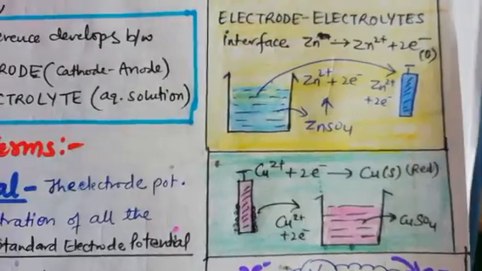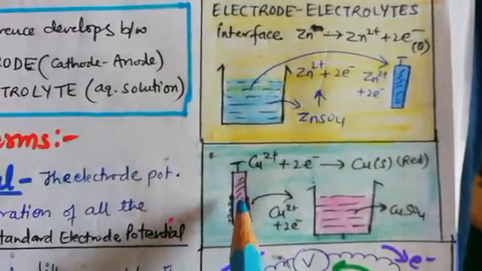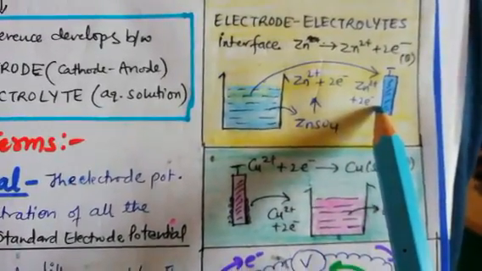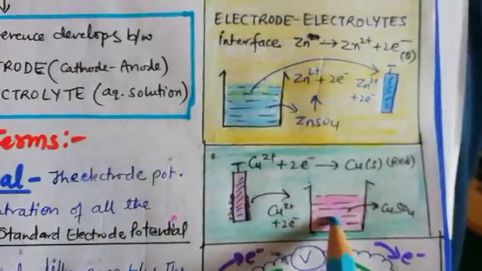Because of that, we studied redox reactions under this chapter, some part of redox reaction. So in copper the electrons are deposited, and in zinc the electrons are lost. Then from the copper rod the electrons are transferred into the copper sulfate.